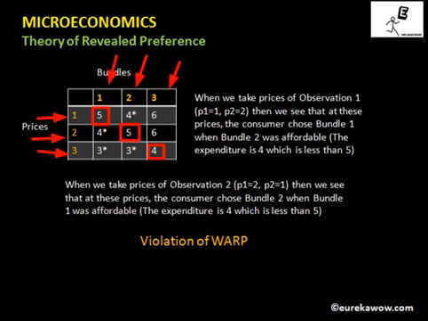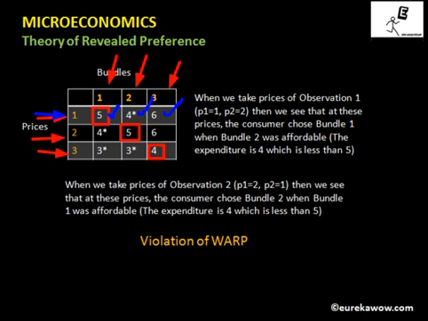Now we will check for revealed preference, and then we will see whether WARP is violated or not. Now first we will take prices P1 and P2 corresponding to observation 1. Now, when we take the bundle x1, x2 corresponding to observation 1, expenditure is 5, and when we take the bundle x1, x2 corresponding to observation 2, the expenditure is 4, and when we take x1, x2 corresponding to observation 3, the expenditure is 6. Therefore, we conclude that here bundle 1 is directly revealed preferred to bundle 2 because 4 is less than 5. So, it's less costly, and as a result, 1 is directly revealed preferred to 2.